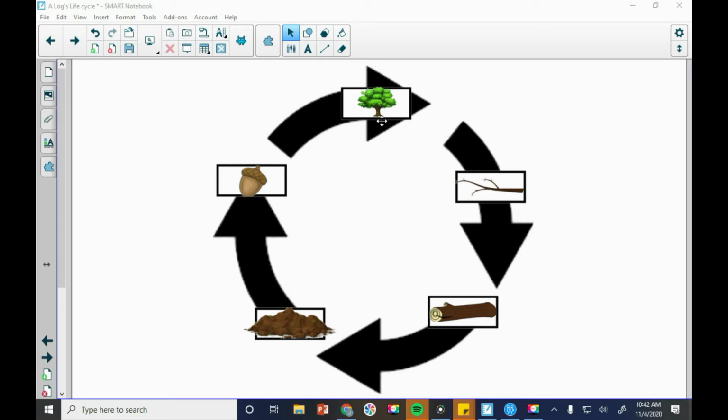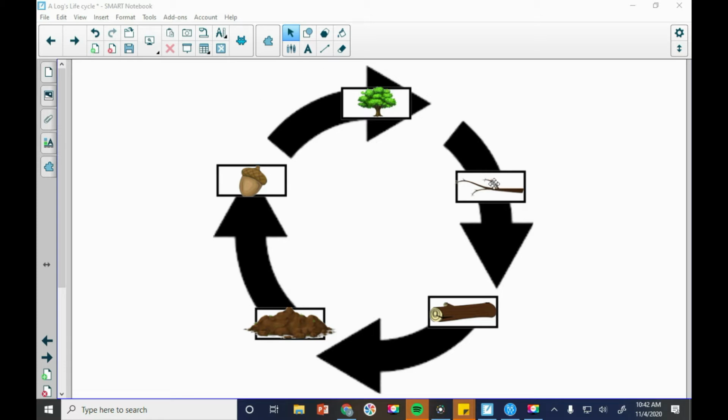So we learned about the tree, and then the branch falls off. The branch turns into a big log. The log breaks down and turns into a big clump of dirt. An acorn falls in the dirt, and then it turns into a tree again. And then it happens all over again, right?